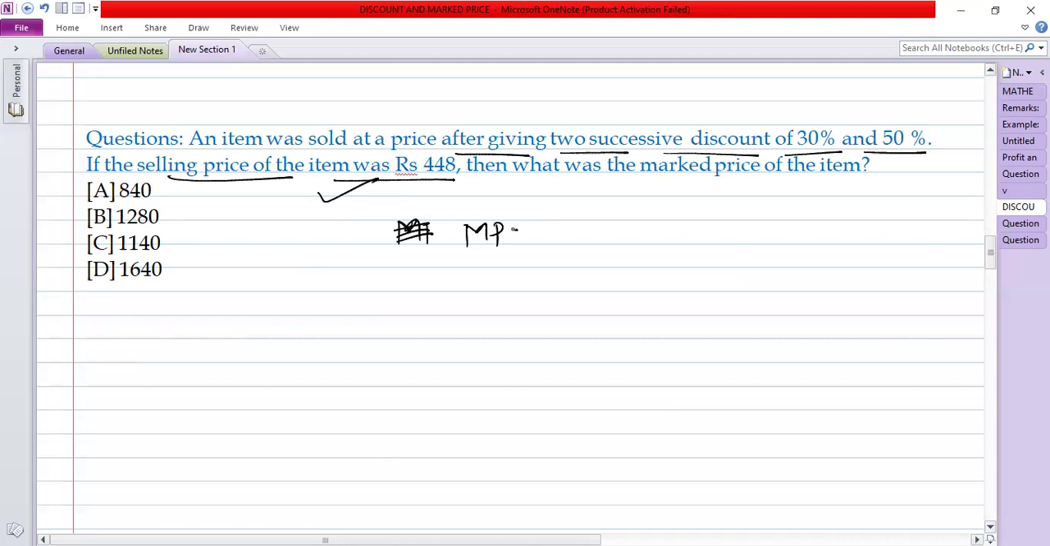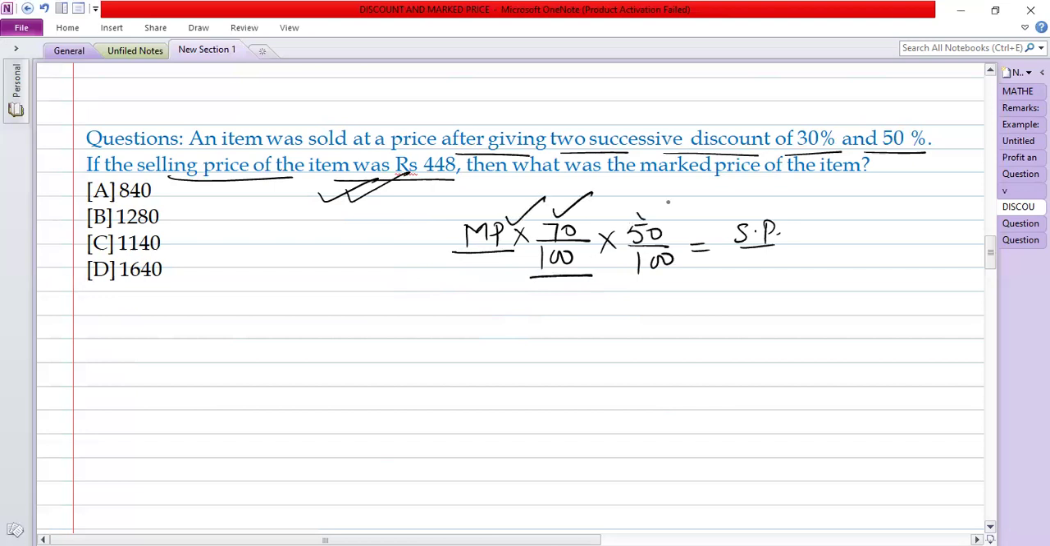Marked price into 70 by 100 into 50 by 100, and that will be nothing but the selling price. This whole question in one equation is nothing but marked price into 70 by 100 into 50 by 100, that will be the selling price. So why this 70 by 100?